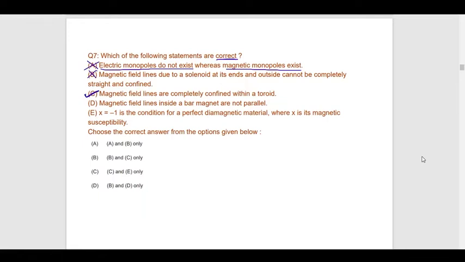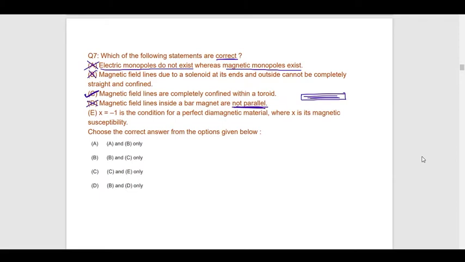Statement D: magnetic field lines inside a bar magnet are not parallel. No, they are very, very parallel, because a bar magnet is a type of magnet which has straight edges. It is a slender body which has straight edges. So the magnetic field lines obviously are present parallel to the length of the magnet. So statement D is also incorrect.